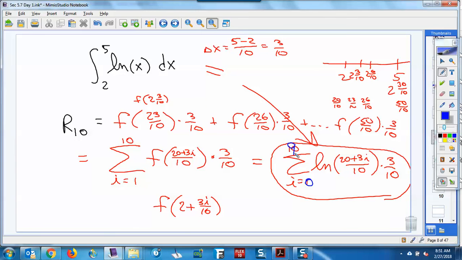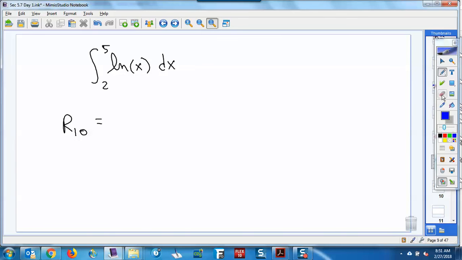Okay, let's do the midpoint. So we just did the left, so that's easy. If I'm doing a left to start with, I just do it just like I was doing a right. I just realize when I write my sigma, I'm going to start at 0 when I'm doing a left. Okay, let's do 10 midpoints.